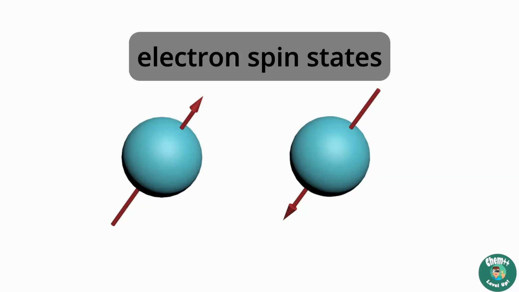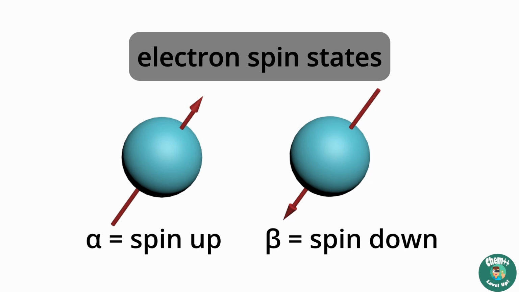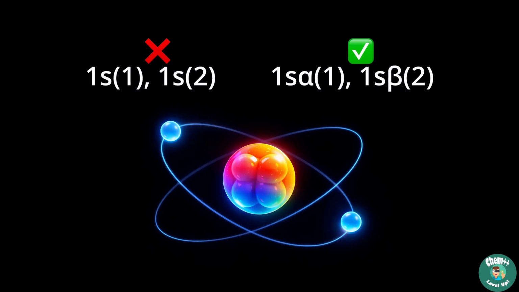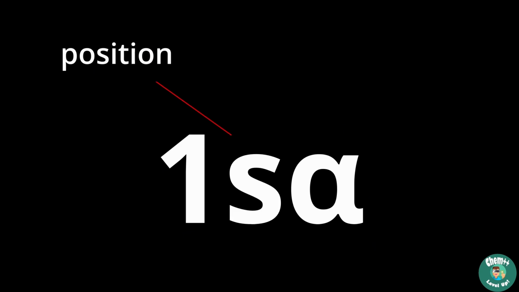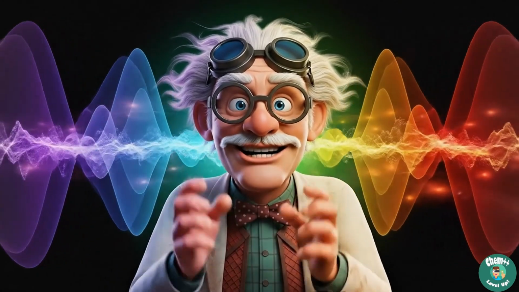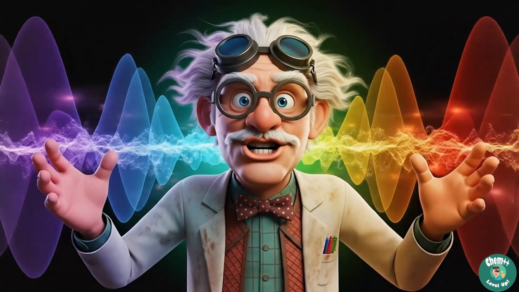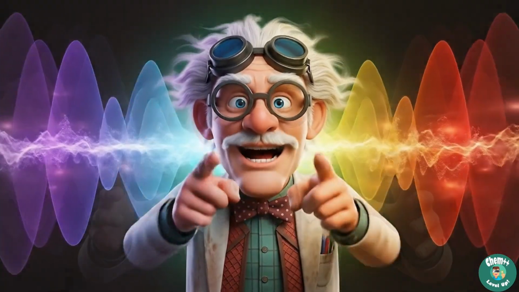Electrons can exist in two spin states, alpha, the spin up, and beta, the spin down. So instead of ordinary orbitals, we use spin orbitals. Example, 1s alpha, 1s beta. A spin orbital describes both where the electron is likely to be found and its spin state. Now we finally have the ingredients needed to build a valid many-electron wave function.